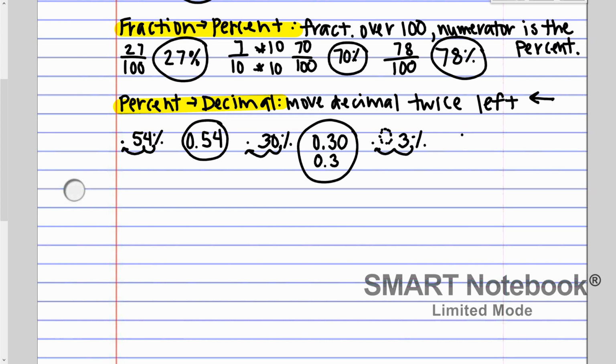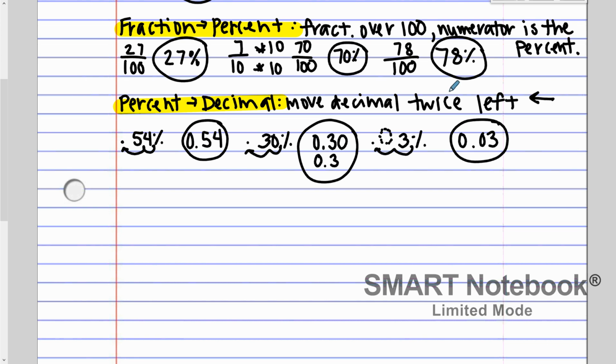So this decimal becomes 0.03. This 0 we cannot drop off because it's not at the end. There's a number after that 0, so we need to keep it here. So our decimal is 0.03.